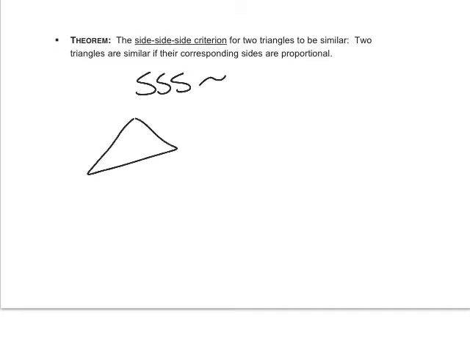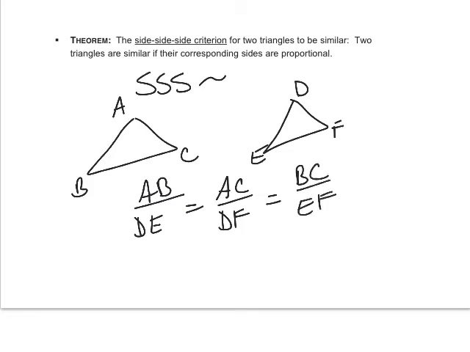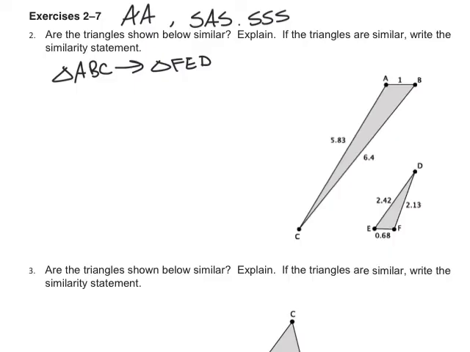So if I have triangle ABC and DEF, I don't have to know anything about the angles. If I can show that AB, let's just say over DE, corresponding sides, if that ratio is equal to AC over DF, which is equal to BC over EF, then we have side-side-side similarity, and we can prove the triangles are similar. So we're going to work through 3 examples in our notes, and then you'll do the rest in class.